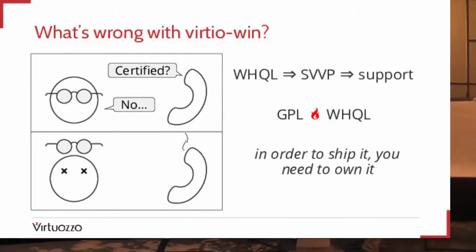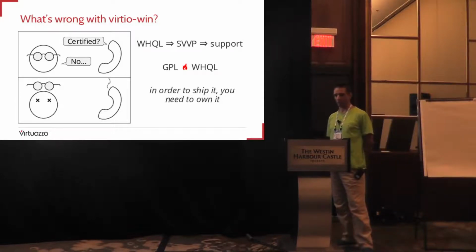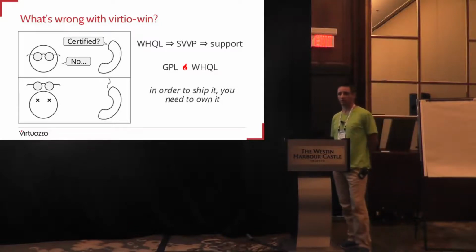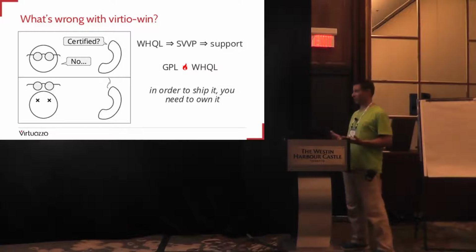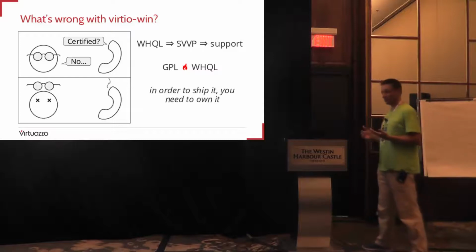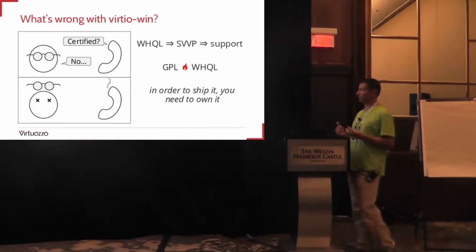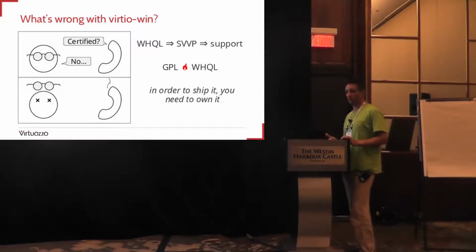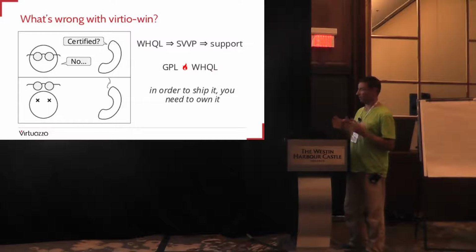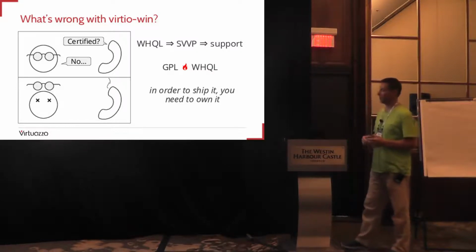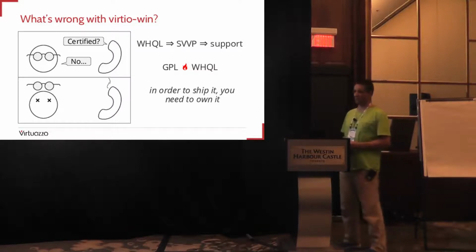The problem is, so what's wrong with this stuff? When you run a virtual machine with Windows, usually you want support from Microsoft. And to get support from Microsoft, you want to run it on a supported configuration. To get it supported, you need to certify it. And the certification process involves getting all the drivers inside Windows to be qualified, so they have to pass through the certification process, the drivers themselves. Then you need to pass the whole thing, the hypervisor and the driver system, through SVVP certification, and only then can you get support.